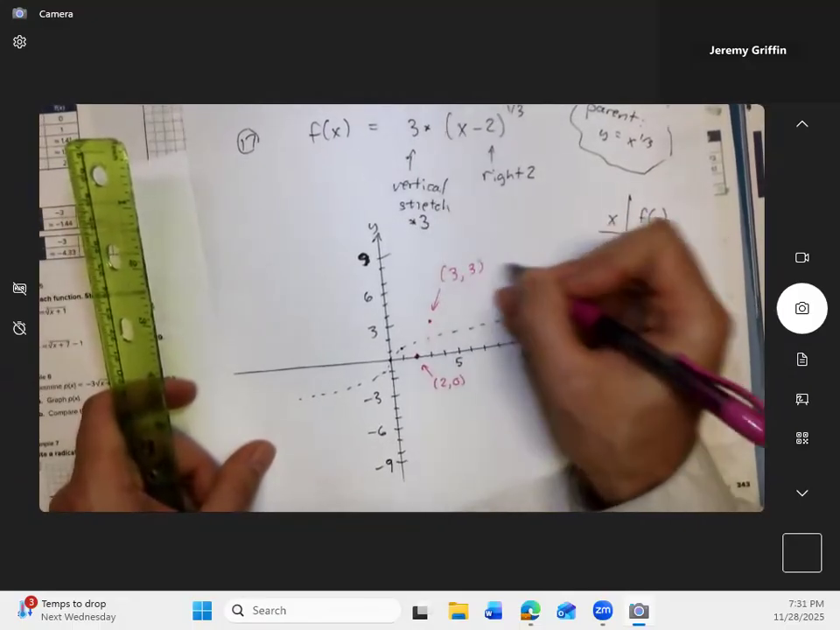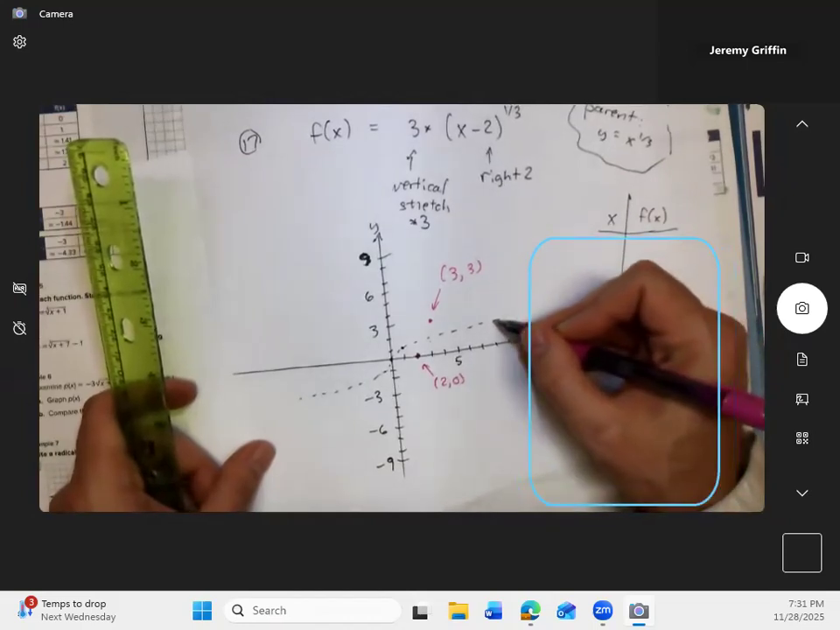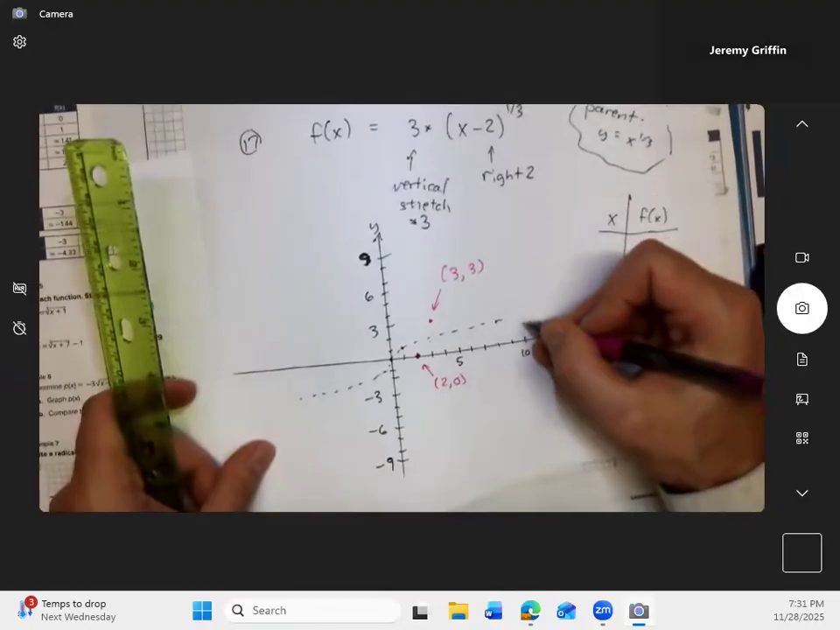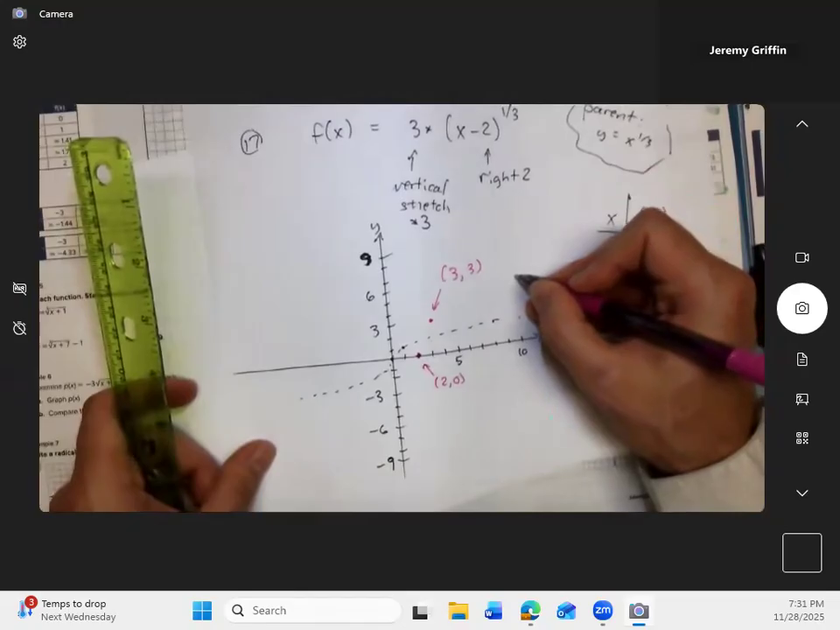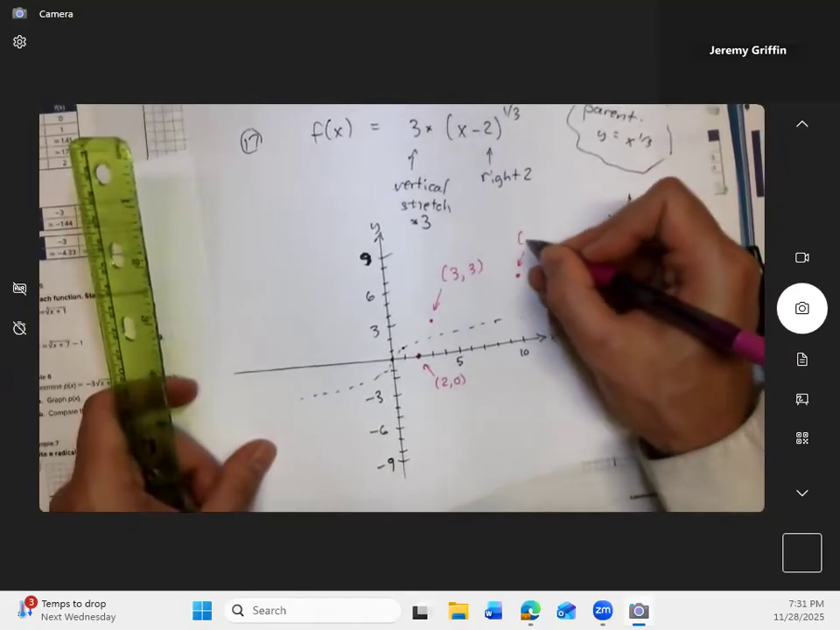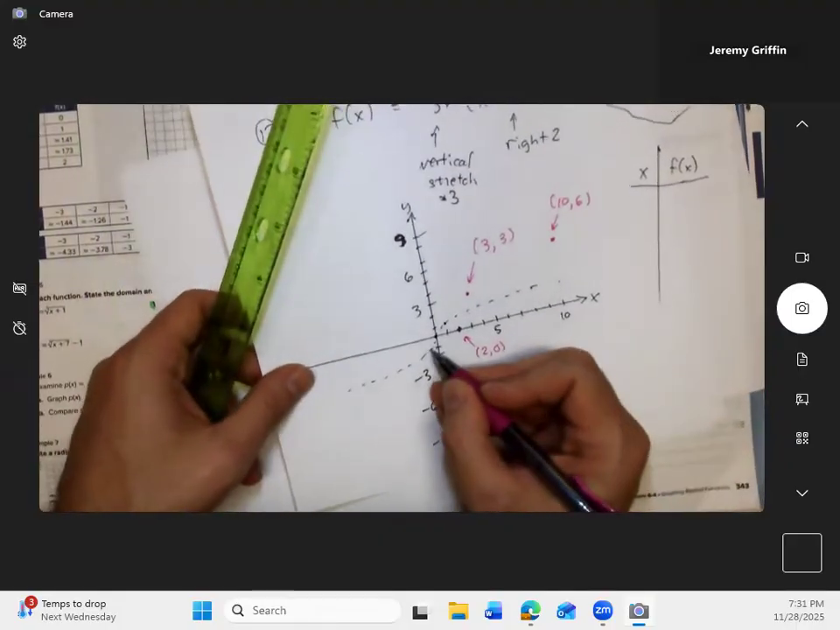Now it's at 3, 3. Okay. Now there was also a point originally at 8, 2. So shift to the right 2, brings it to 10, 2, and then times 3. 2 times 3, 6. It should be right here at 10, 6. Okay. How about the other way?